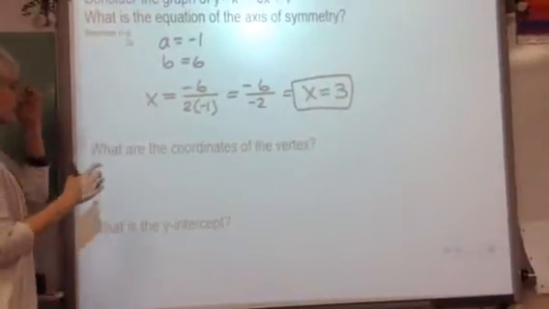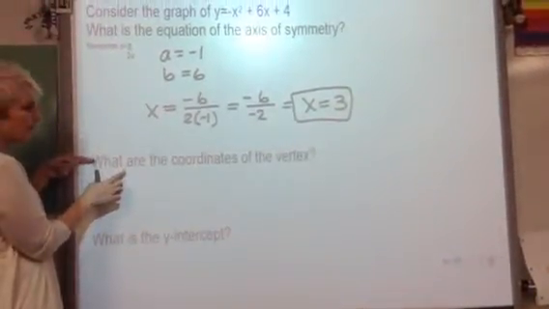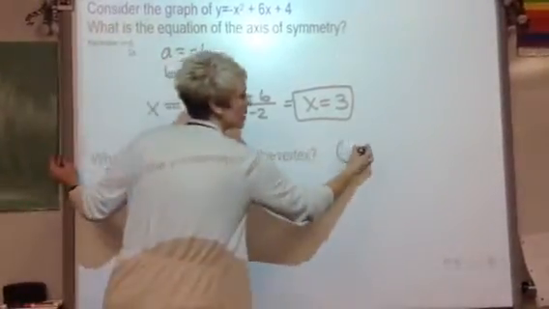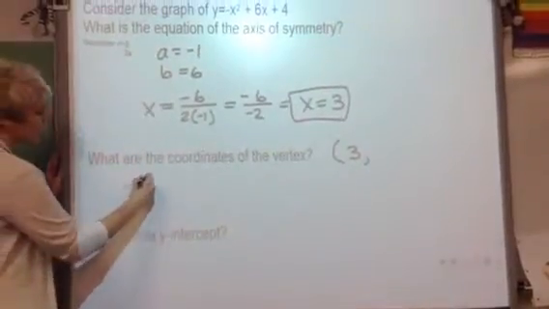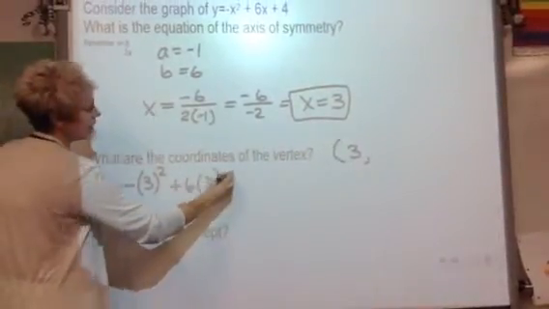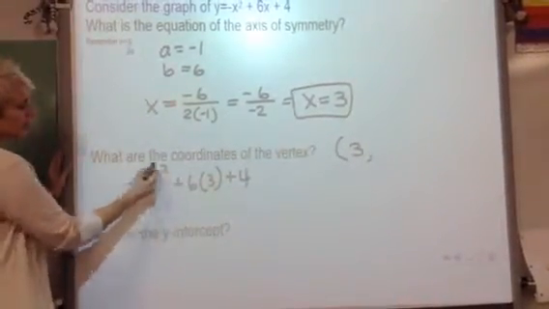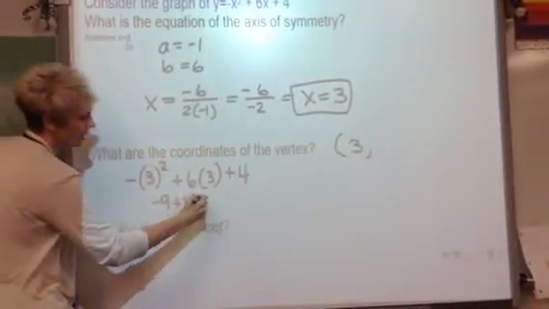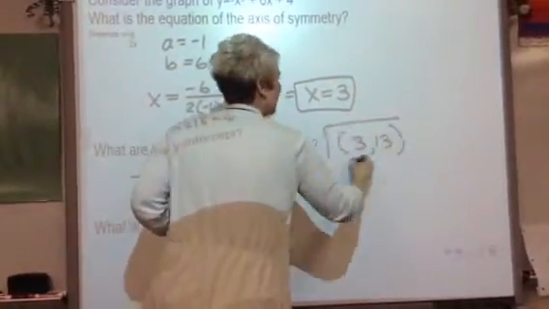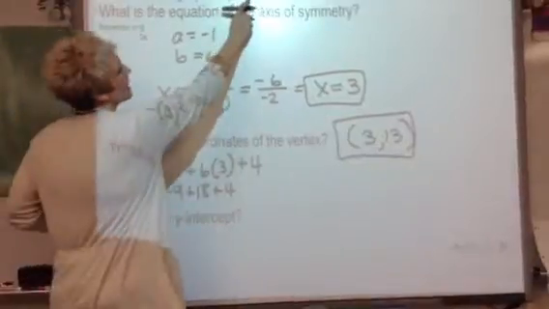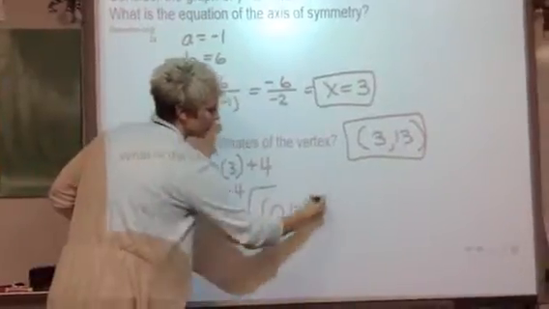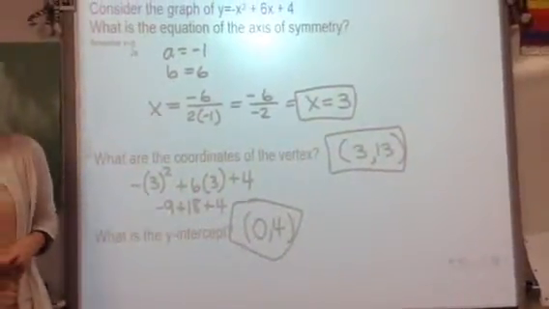If our axis of symmetry is 3, we can plug in that 3 to find what our vertex coordinate would be. So we have negative 3 squared plus 6 times 3 plus 4. So this would be a negative 9 plus 18 plus 4. That would be 9 plus 4, which is 13. Now to find what our intercept is, that's 0 plus 0 plus 4. So 0, 4 is your intercept where it crosses the y-axis. So you try the example in your notes.